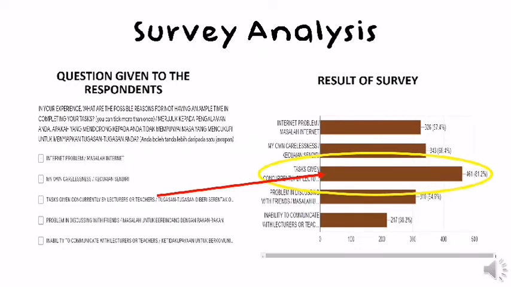Going into the survey analysis, one of the questions given to the respondents was, in your experience, what are the possible reasons for not having ample time in completing your task? The result was 81.2% of the respondents said that it was because the tasks given by their lecturers or teachers were given concurrently, meaning they had less time to focus on each of the tasks given by the instructors.